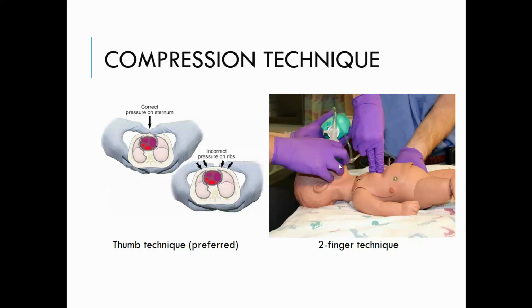There's 2 ways to do compressions in a newborn. You can use the 2-thumb technique or the 2-finger technique. The thumb technique is where you're using both your thumbs and putting them on the baby's sternum while you're using the other 4 fingers to encircle the baby's trunk, and then you're just compressing 1/3 the diameter like that. Or you can use the 2-finger technique where you're using your index and your middle finger to just press on the sternum, with the other hand supporting the back.